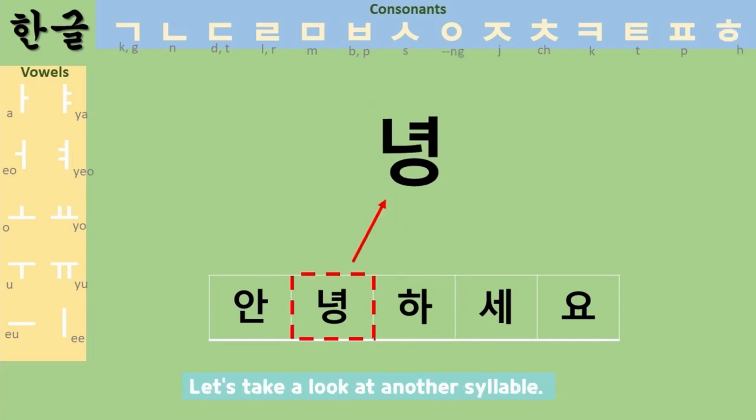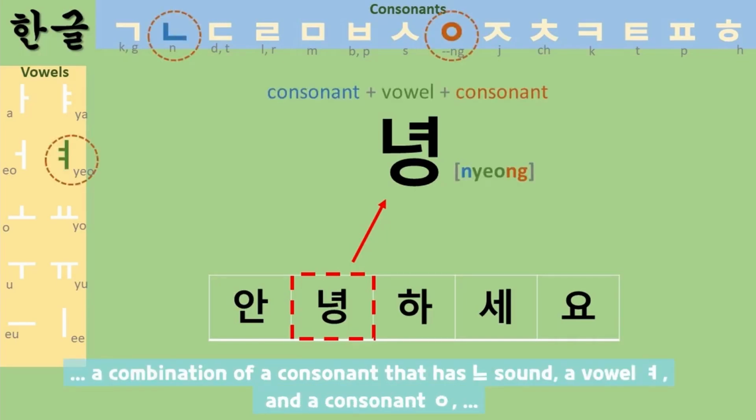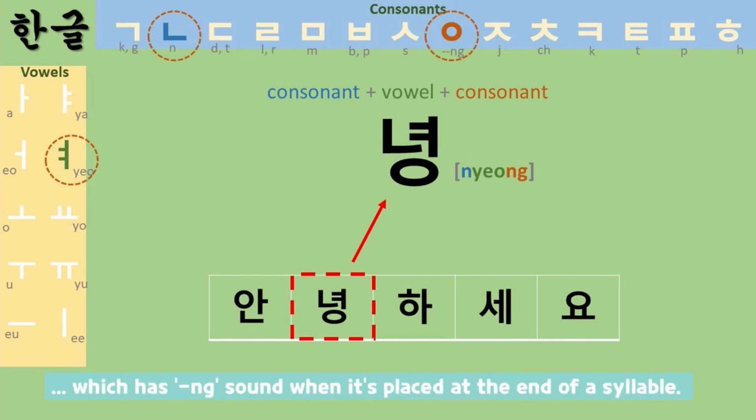Now let's take a look at another syllable. The second syllable, 녕, is a combination of a consonant that has n sound and a vowel 여 and a consonant 이응, which has sound when it's placed at the end of a syllable. So this 녕 syllable has a consonant, a vowel, and a consonant.